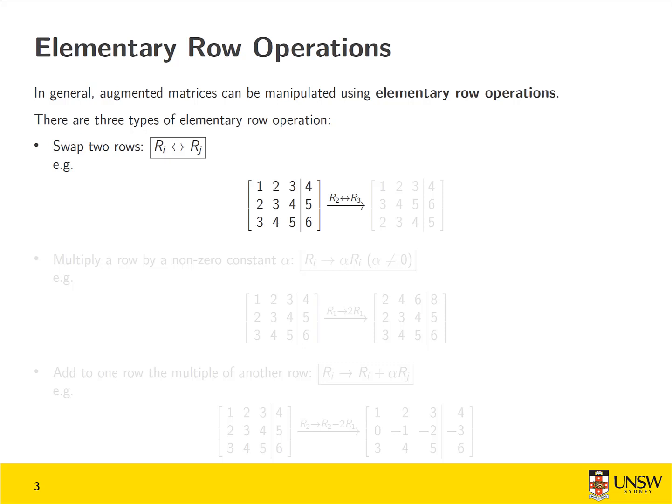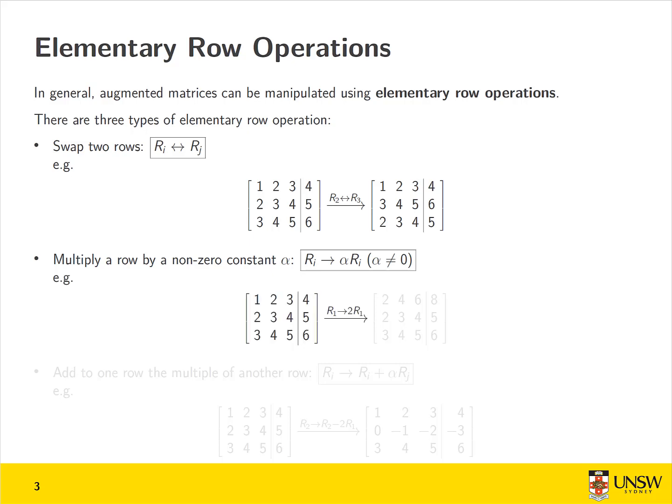To show the operation being applied, we can write it atop an arrow from the original matrix to the modified one. In this example, row 2 is swapped with row 3. The second type of row operation allows us to multiply a row through by any non-zero constant. This is written as turning any row Ri into the scalar alpha times Ri. For example, we can multiply row 1 in this matrix through by the number 2.